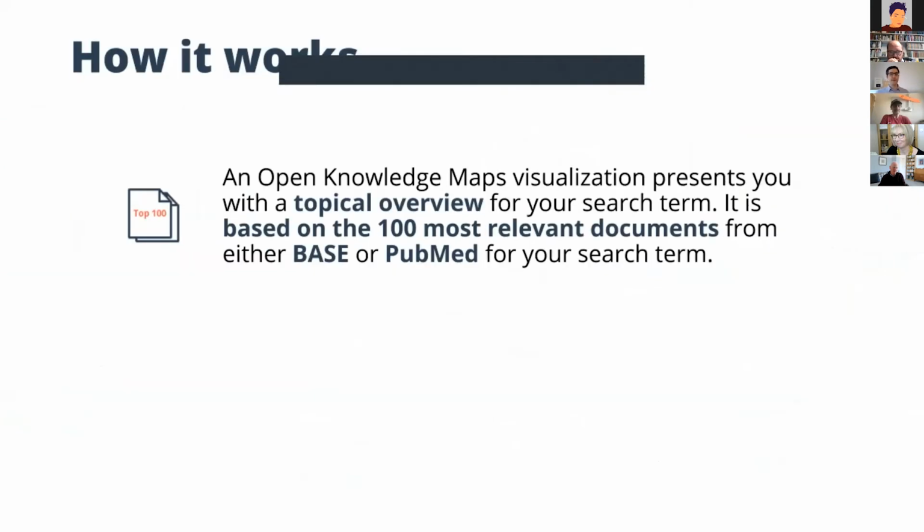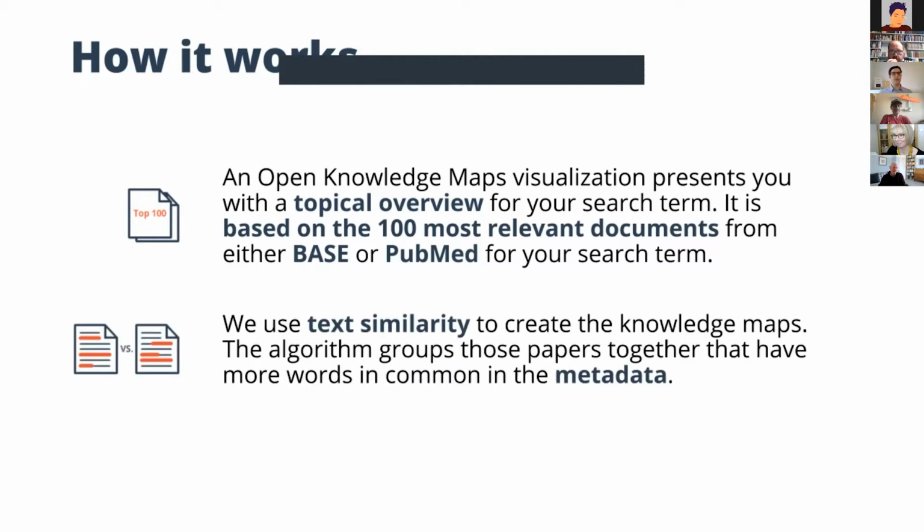So the question that's probably on all of your minds is, how does it actually work? Well, our knowledge maps provide a topical overview for your search term, and they are based on the 100 most relevant documents from either BASE or PubMed, depending on your search term. So while you're waiting for the knowledge map to be created, we connect to the search API of the service that you have selected, and we request the 100 most relevant documents. And then we pull the metadata onto our service, and we do basically a co-word occurrence analysis, and we look at text similarity to create the knowledge map.